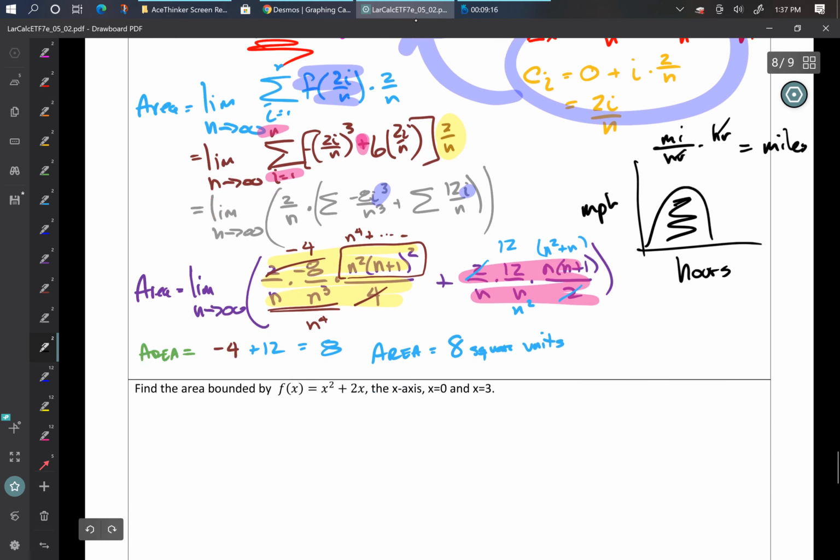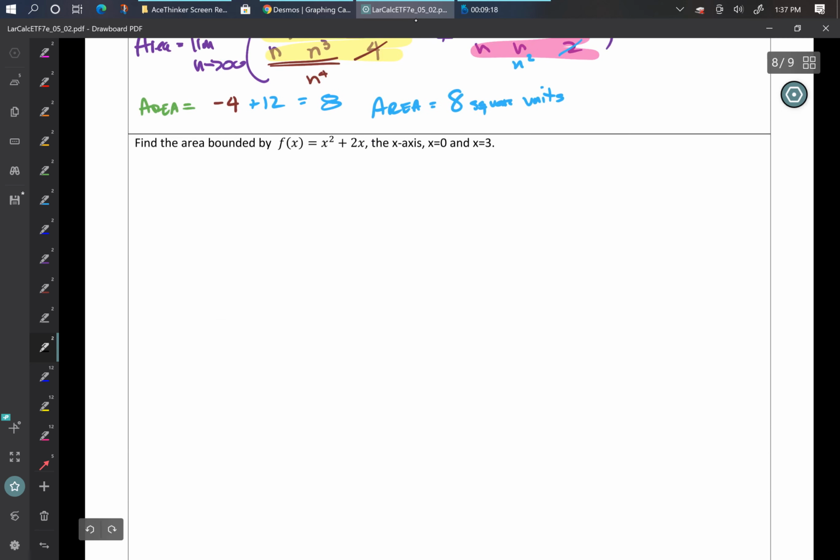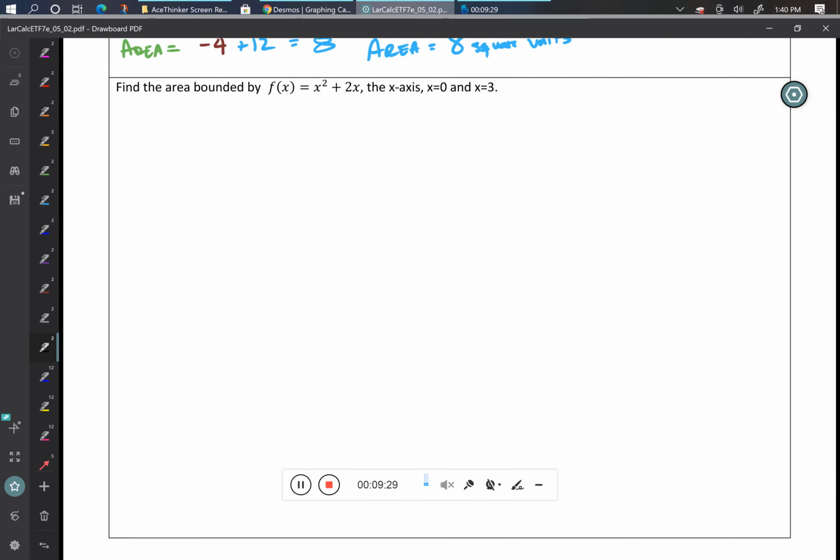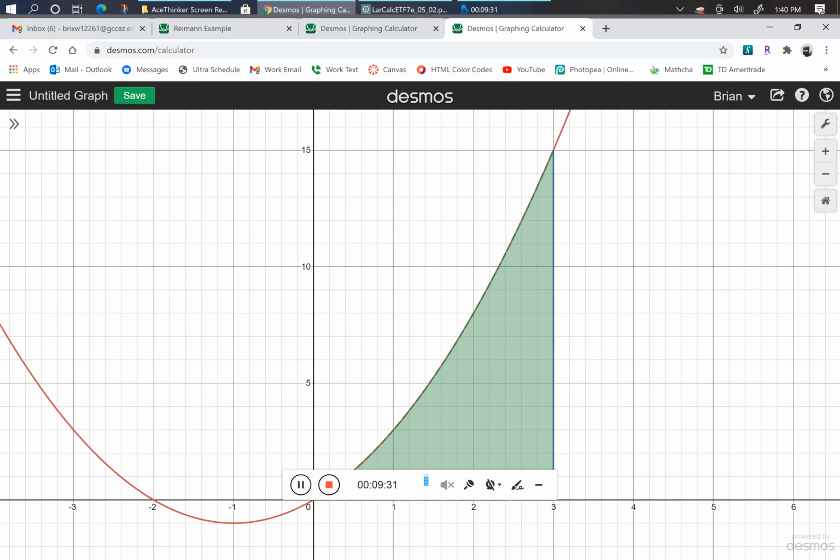All right, let's try another problem. Find the area bounded by this parabola, x squared plus 2x, the x-axis, x equals 0 and x equals 3. All right, so let's go ahead and take a look at the graph. First off, like I always want to do, I want to see what the picture looks like. So over here I have it graphed. There's our function on the interval 0 to 3. As x goes from 0 to 3, it looks like we're non-negative, so I can find the area using this Riemann approach.